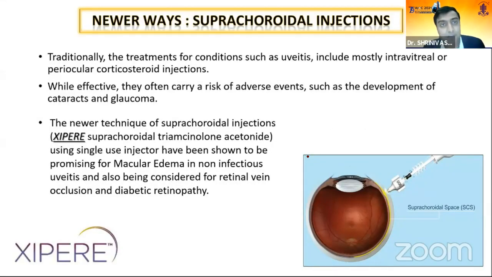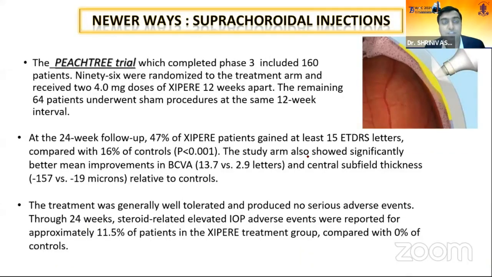There are other ways apart from the intravitreal route. You have the suprachoroidal injection, where the XIPERE and PEACHTREE trials have shown that unfortunately a few of the trials had to be stopped, but definitely the suprachoroidal route is showing promising results, especially in non-infectious uveitis.